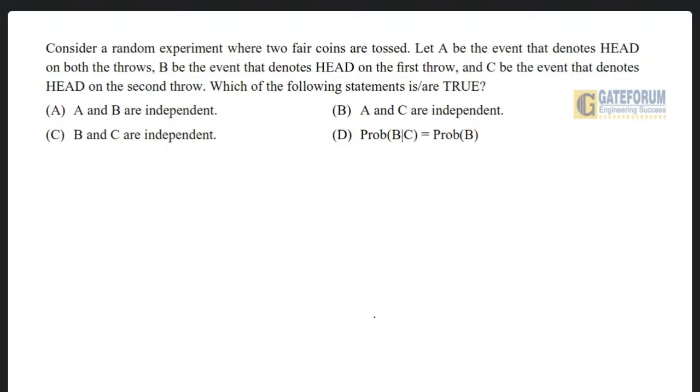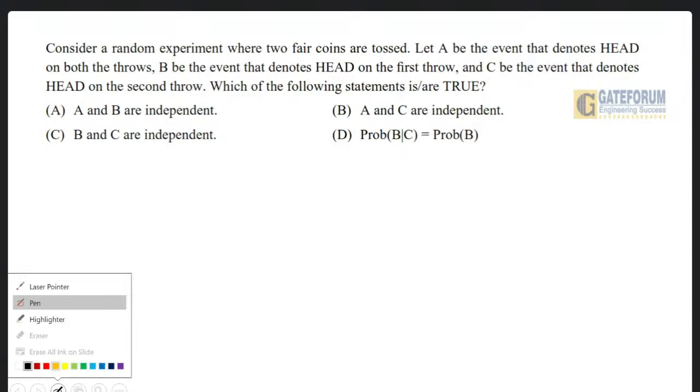The question is, consider a random experiment where two fair coins are tossed. Let A be the event that denotes head on both the throws, B be the event that denotes head on the first throw, and C be the event that denotes head on the second throw. Which of the following statements is true? 4 options or statements are given. This is from engineering mathematics, from the topic probability and statistics, and conditional events, independent events, etc.